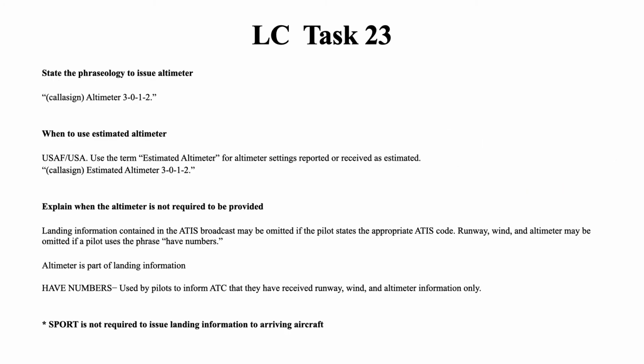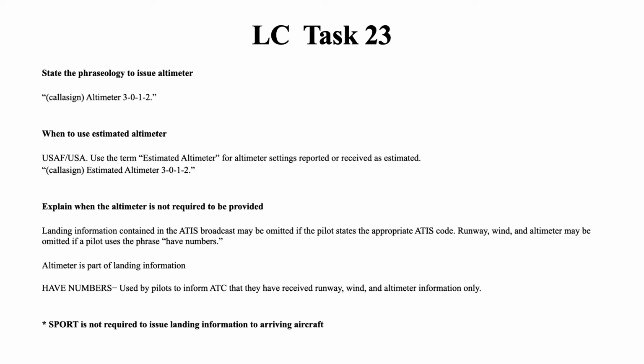The phraseology is pretty basic. Cobra 1-2, altimeter 3012. Estimated altimeter, this is something like if our field weather data is not working correctly, and we're getting altimeter that's maybe a little bit old from weather, we would say Cobra 1-2, estimated altimeter is 3012.